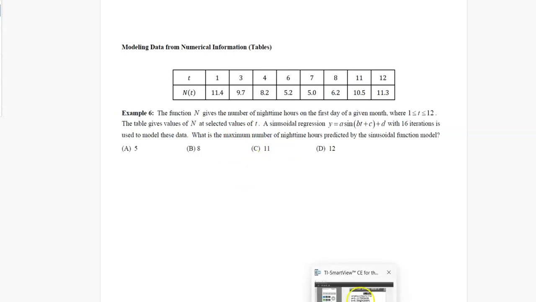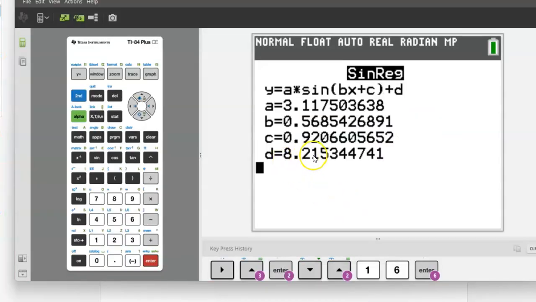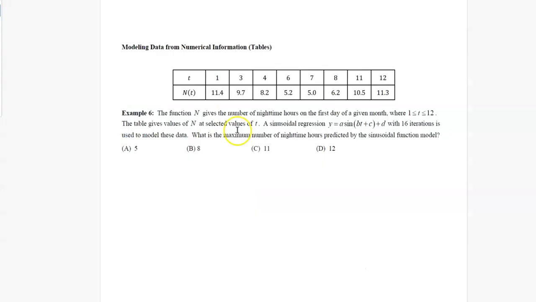Then what will be the minimum? I know the question didn't ask you. The minimum will be 8.21, the midline, minus 3.117, which is about 5-ish. That would be the minimum and all that stuff. Okay? So make sure you do that by yourself to be familiar with it.